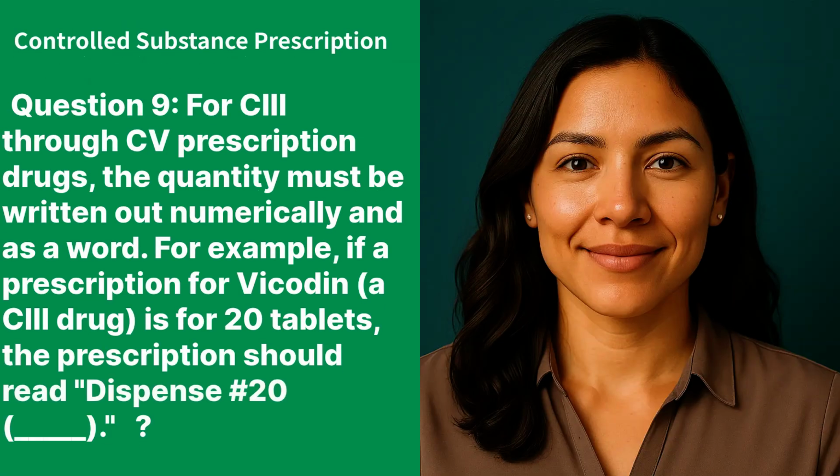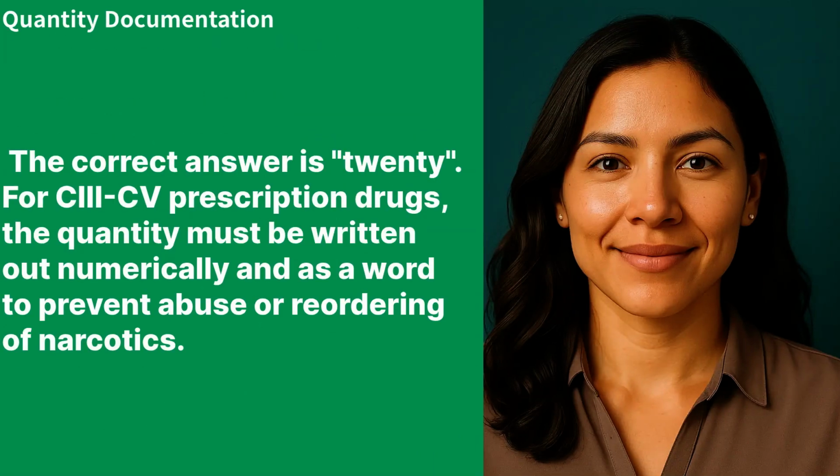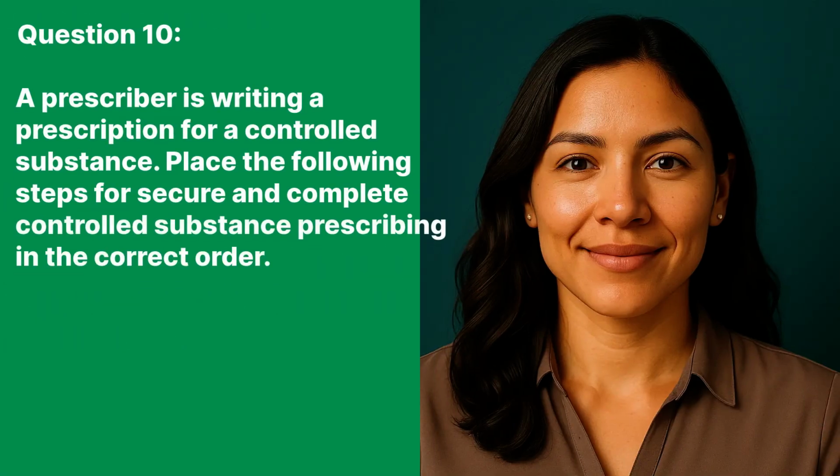Question 9. For C3 through CV prescription drugs, the quantity must be written out numerically and as a word. For example, if a prescription for Vicodin, a C2 drug, is for 20 tablets, the prescription should read, dispense number 20. The correct answer is 20. For CV prescription drugs, the quantity must be written out numerically and as a word to prevent abuse or reordering of narcotics.